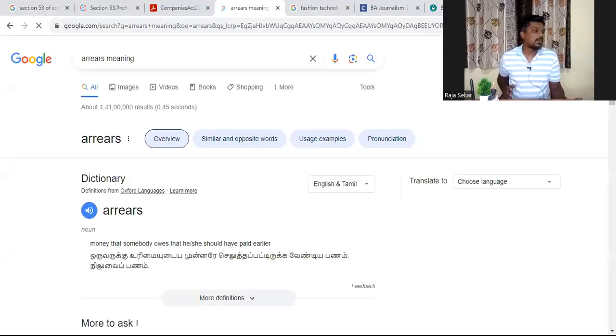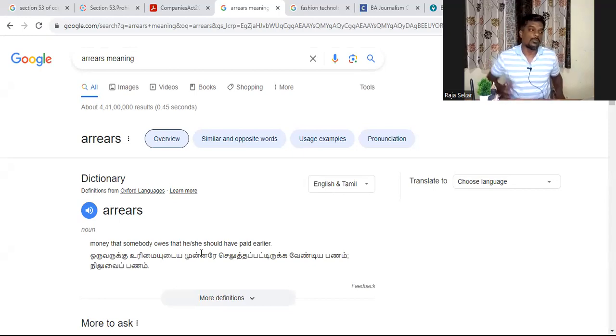In order to understand how to account for issue of shares when there is calls in arrears, we need to first understand the meaning of the term arrears. So let's look at what arrears means. If you Google the meaning of the term arrears, it's nothing but money that somebody owes that he or she should have paid earlier. That is, when the money that is supposed to be paid at a certain point of time is not paid, then that particular amount is called arrears to the person to whom the money has to be paid.